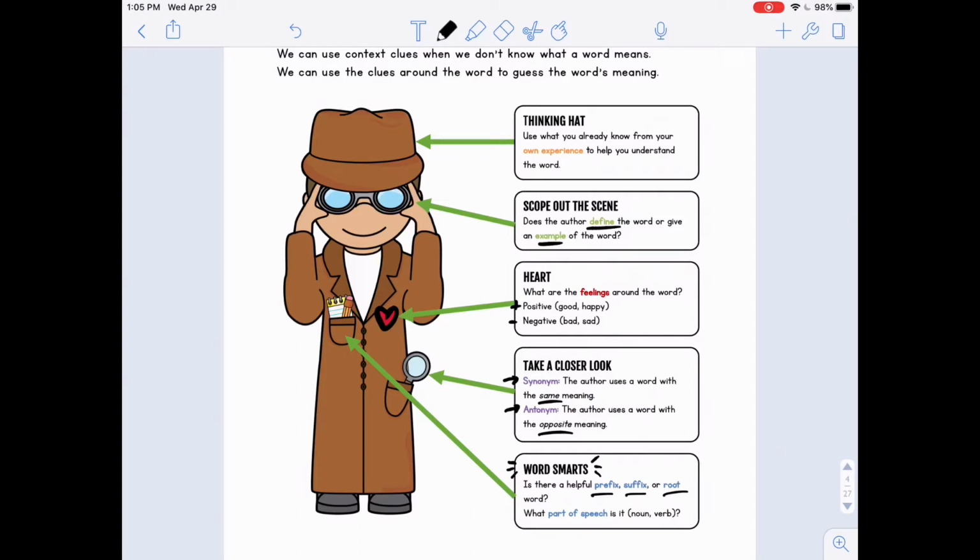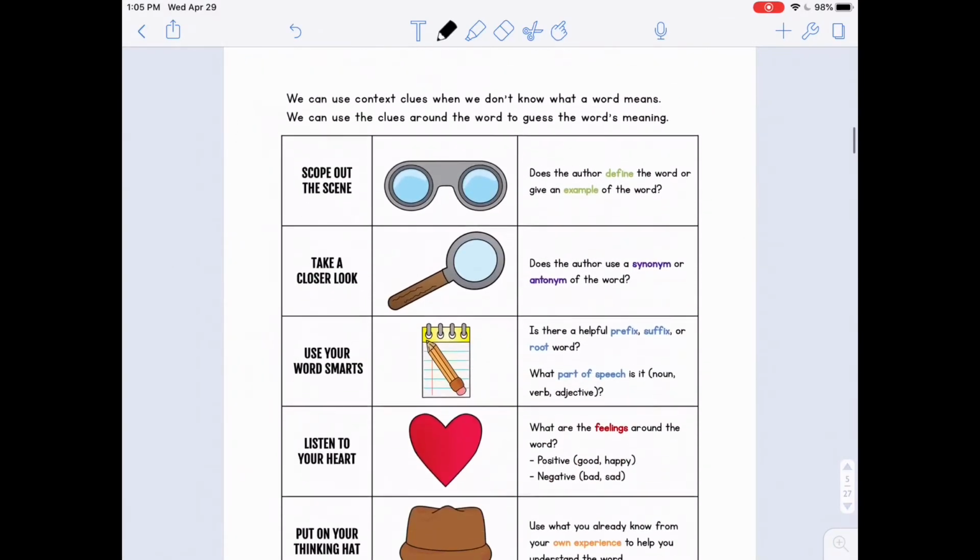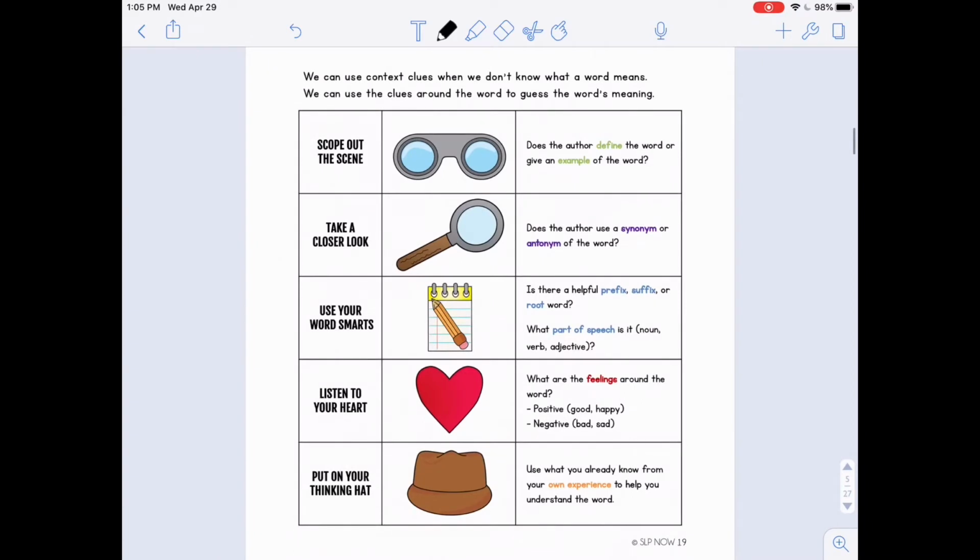These are all different types of clues that can help us figure out what a word means. With that in mind, here are just some reminders of what those clues are, and now we're going to go ahead and put it into practice.